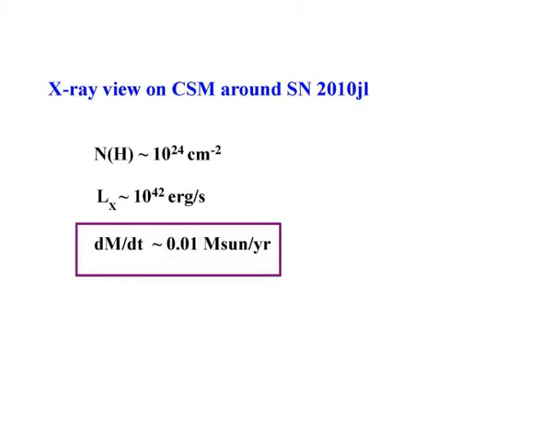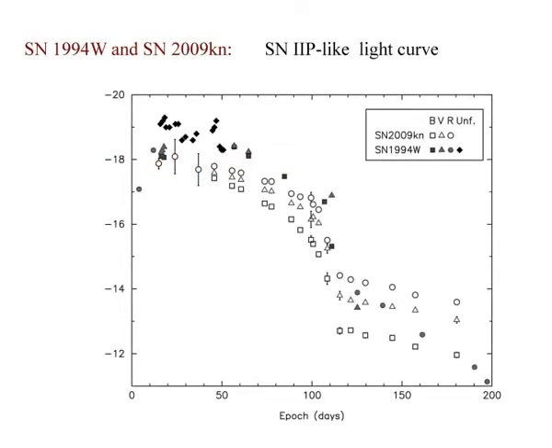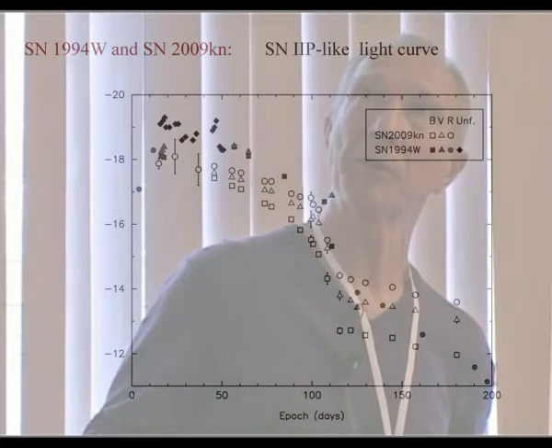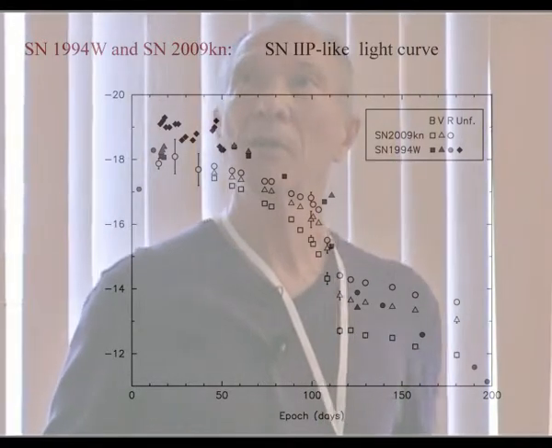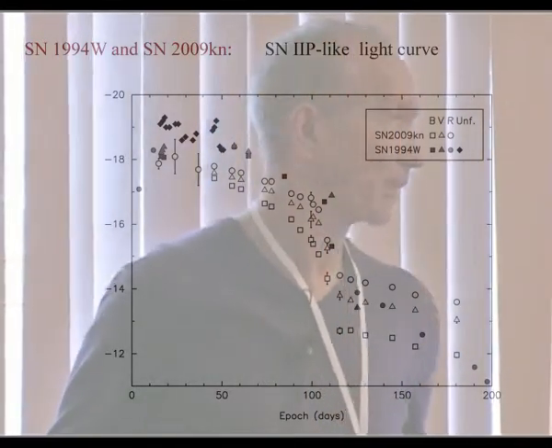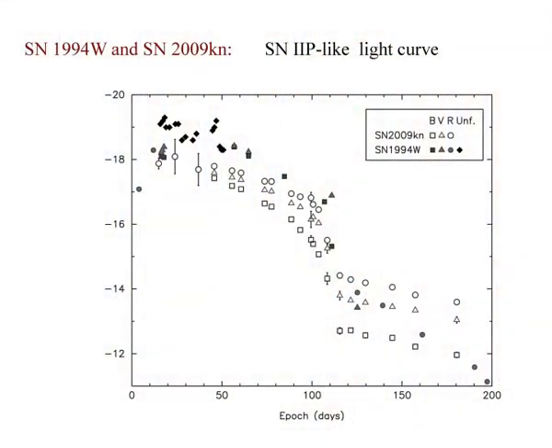About diversity of light curves. Among type 2N, there are interesting objects, already a couple. First is 94W, and recently another object was found, 09KN, which shows the light curve characteristic of type 2P, in fact: something like a plateau, a drop of luminosity, and a tail. In fact, it might be something like the same phenomenon, but with a more extended envelope and possibly with lower energy.